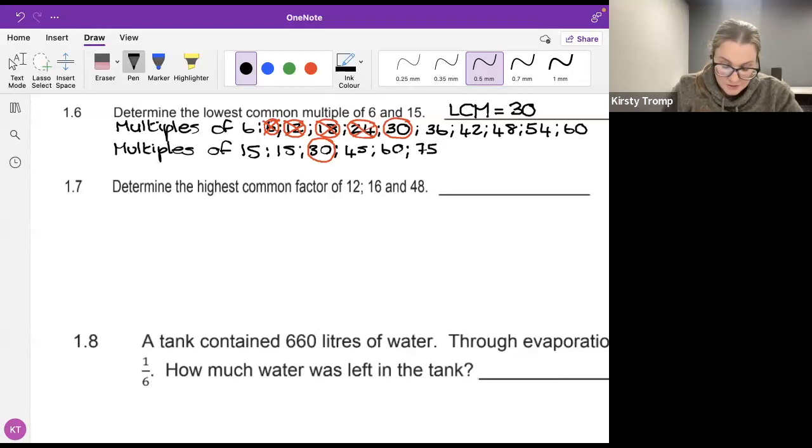My next one, I'm looking for the highest common factor of 12, 16, and 48 now. So that means I need to find what? If in the last one I was looking for the lowest common multiples, what do I need to find first if I'm looking for the highest common factors? You can tell me in the chat. Come on, share with me in the chat. What do I need to find first?